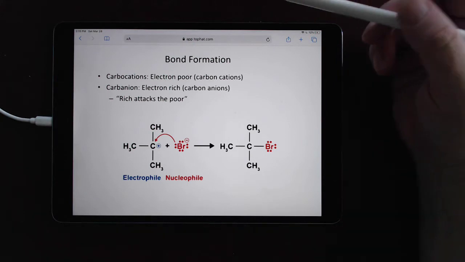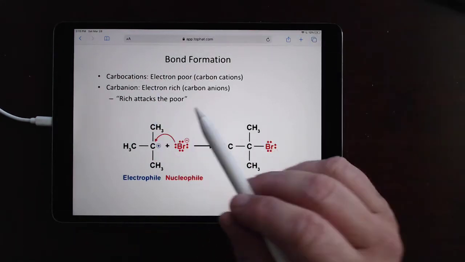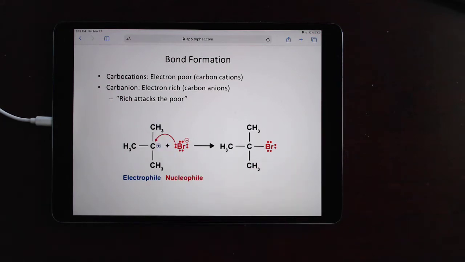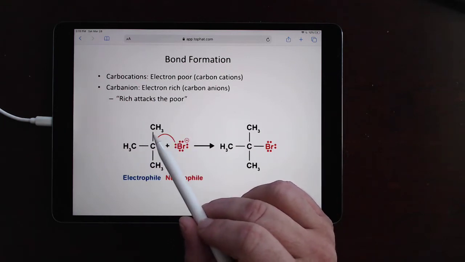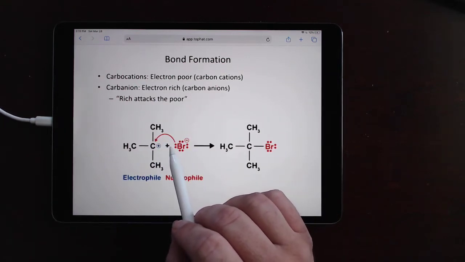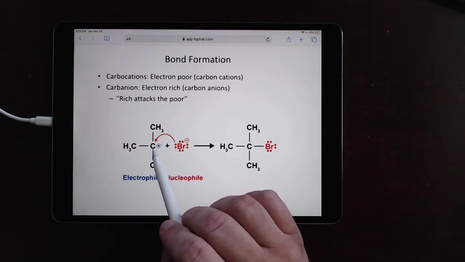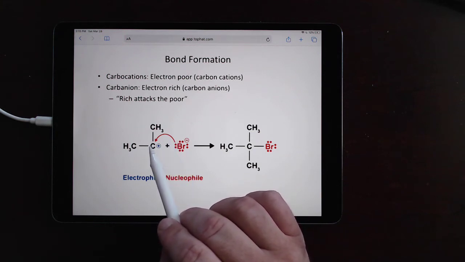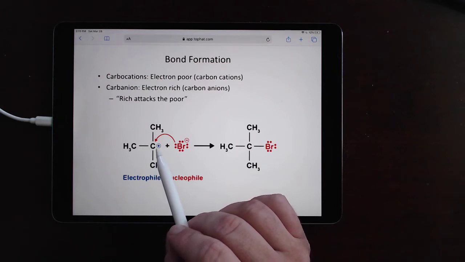Okay. So when we're trying to make a bond, it's just the opposite. We're going to be tracking where the electrons go. It's always going to be negative to positive. Now it doesn't necessarily mean full negative, but something with negative character is going to be attacking, making a bond to the carbon, something that has at least a formal positive charge or partial positive.